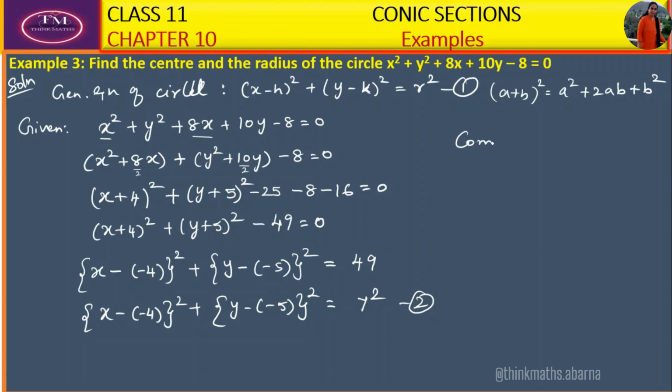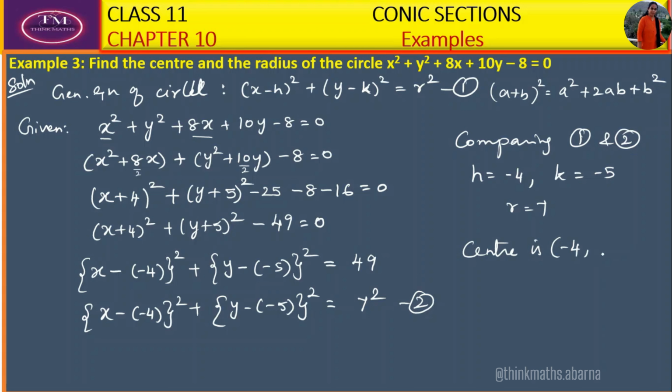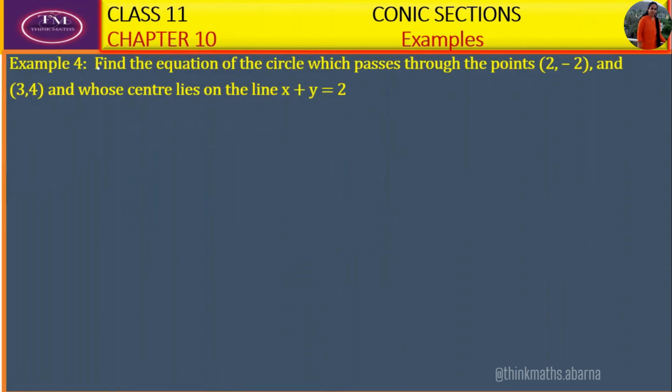So comparing 1 and 2, we will get h is equal to minus 4, k is equal to minus 5, r is equal to 7. Therefore, center is minus 4 comma minus 5, and radius equal to 7. So these are the values we will be getting. Okay, clear? Understood? So moving on to the fourth example.